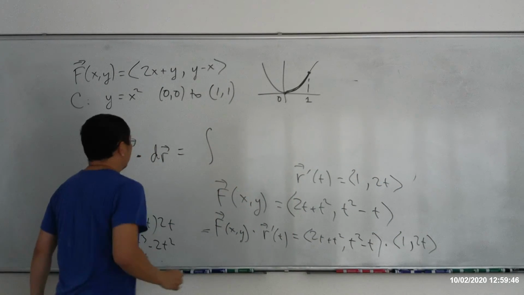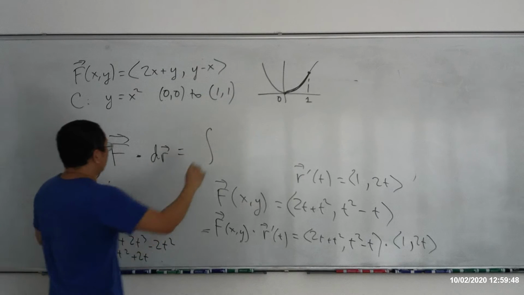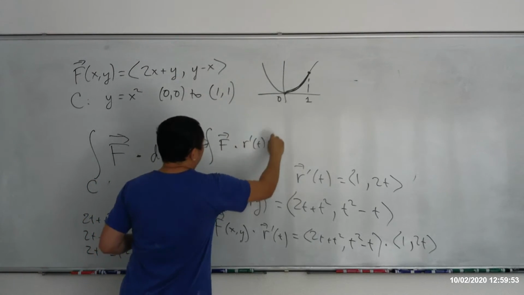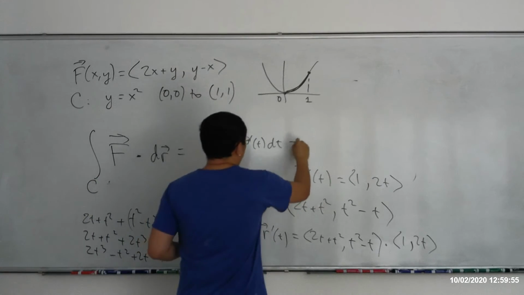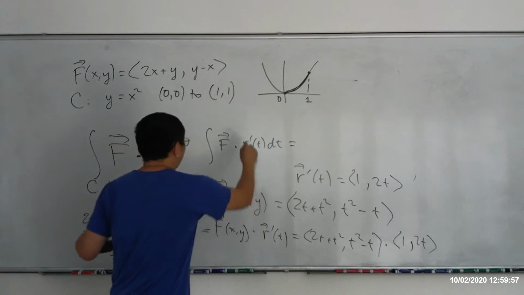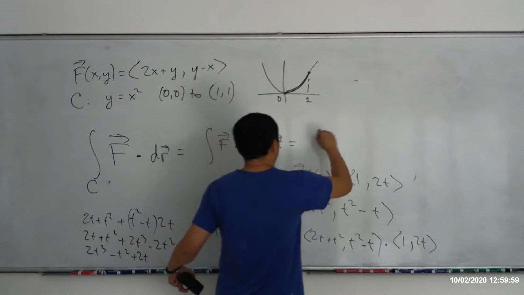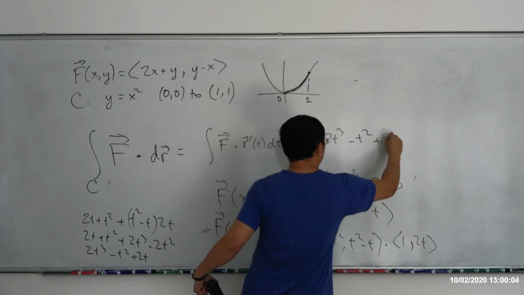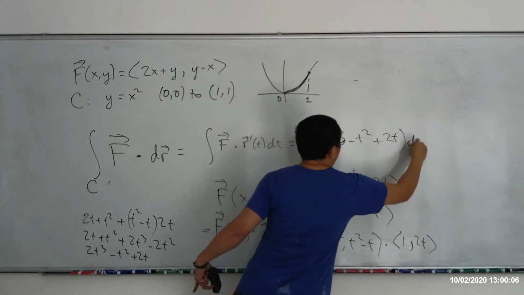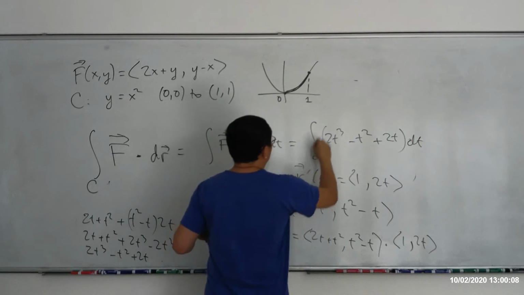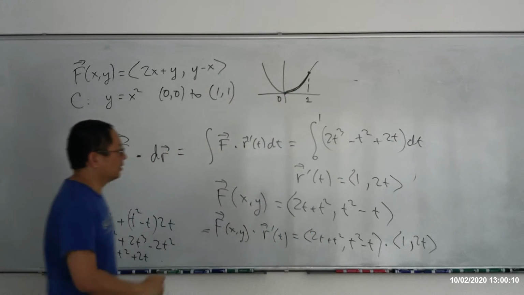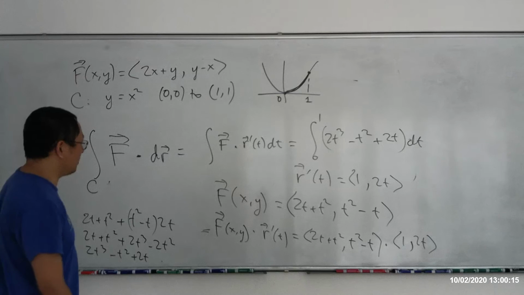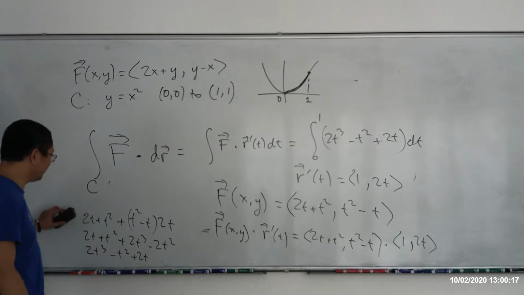So this one becomes the line integral of F dot r'(t) dt, and we calculated F dot r' right here. It's going to be the integral of 2t³ − t² + 2t dt, where t runs from 0 to 1, and you can integrate that. That was the idea. Again, it looks like more work, but it's not too hard.